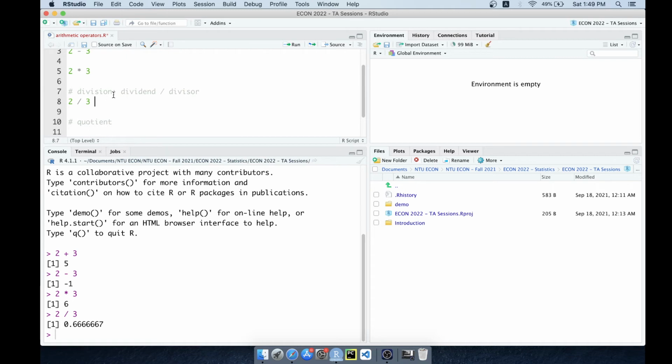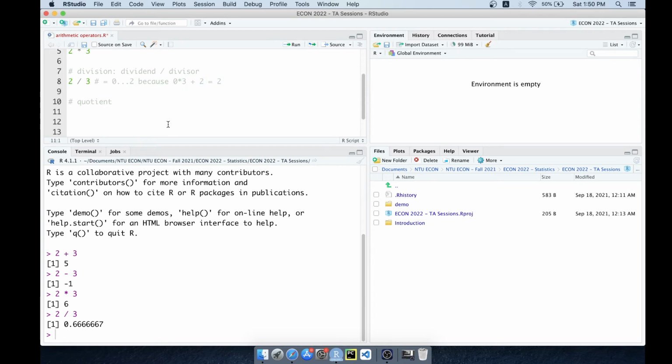So we know this result is equal to 0. The quotient is 0, and the remainder is 2, because 0 times 3 plus 2 is equal to 2. Okay, so this is a quotient. It's called remainder. This is a divisor. 2 is a dividend.